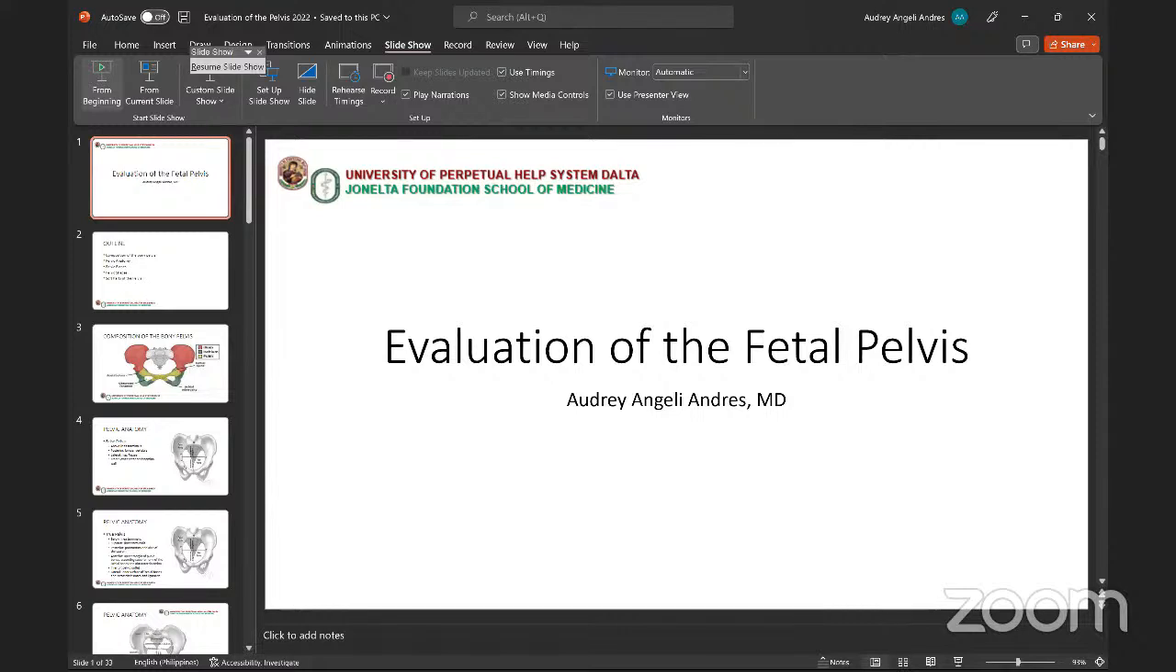Important also would be your soft parts. Okay, your pelvic floor would be composed of muscles that would separate your pelvic cavity from your perineum. Okay, there are three sets: your pubococcygeus, iliococcygeus, and your puborectalis. Of course, you know that as your levator ani.